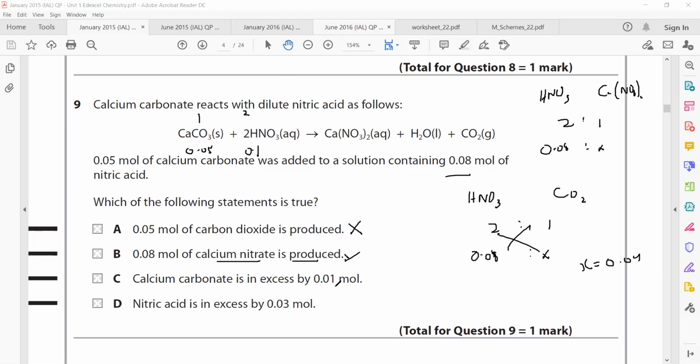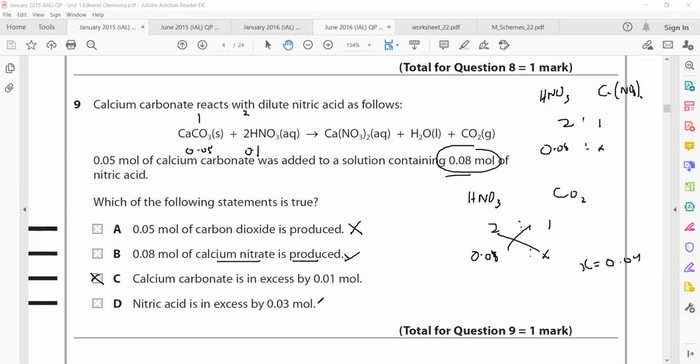Calcium carbonate is in excess. Already we worked out that 1 to 2 is the ratio. If 0.05 is there, then this will be 0.1. But we don't have 0.1, we have 0.08. So which statement is true? Statement C is true.